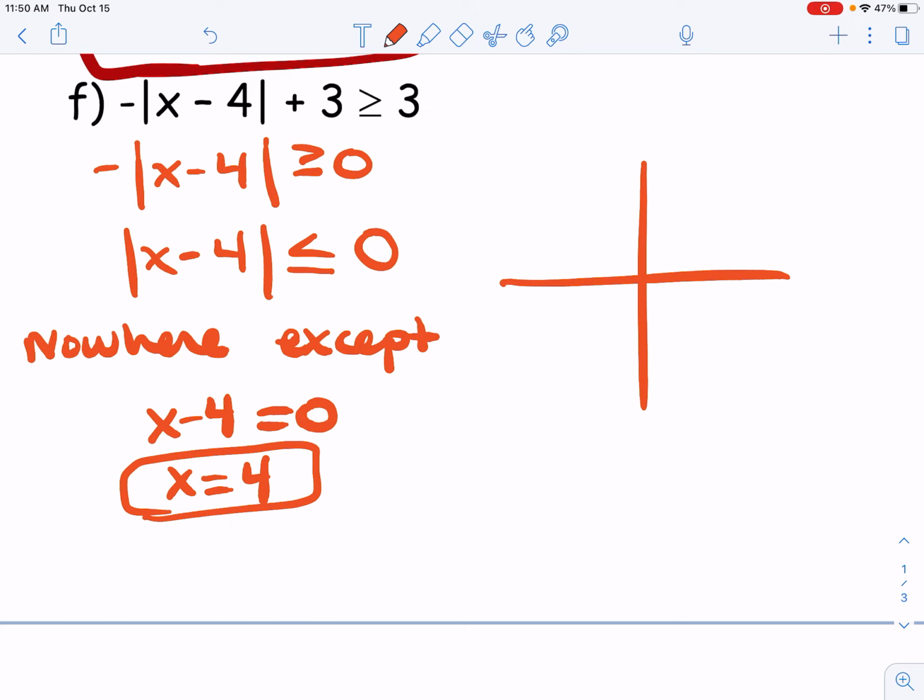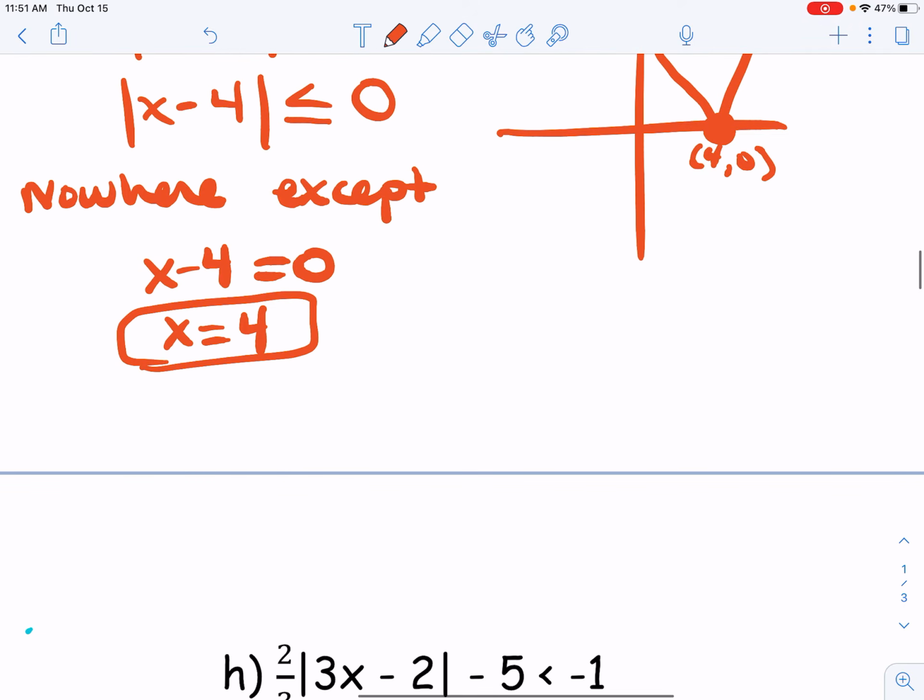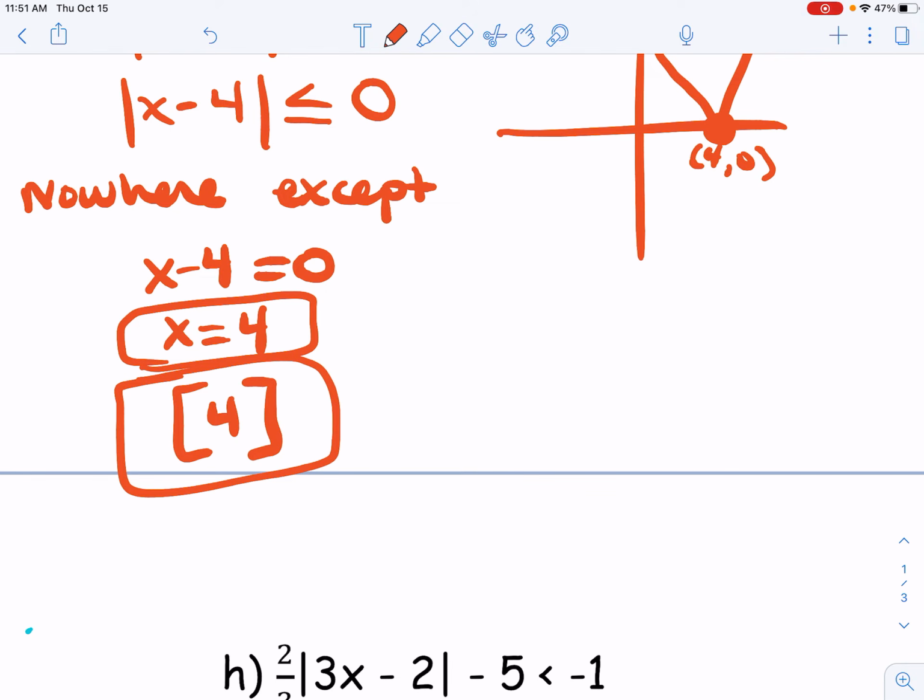Again, graph that out. This is an absolute value graph that has been shifted right 4 units. So my vertex is 4, 0. Where is this graph less than 0? Nowhere. Where is it equal to 0? Right here at 4. So where is it less than or equal to 0? Only one location: x is 4. Technically, if you wanted to write that in interval notation, you can put brackets around 4, because you are including that value and it is just one value.